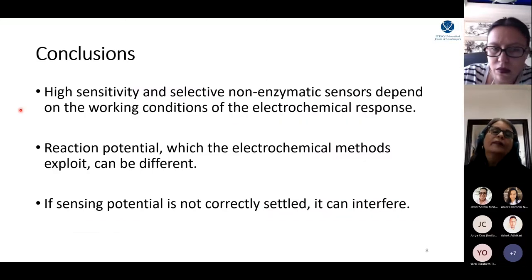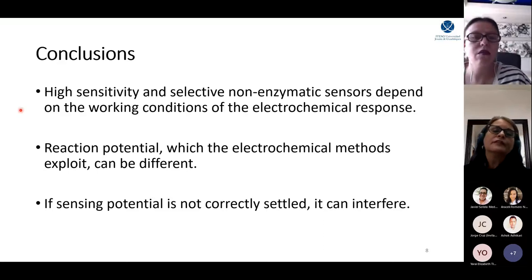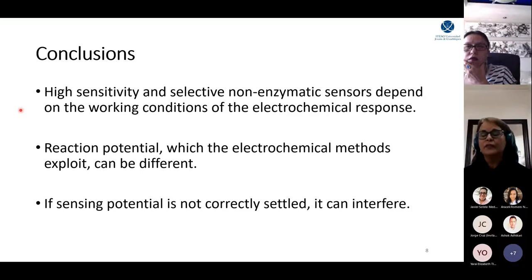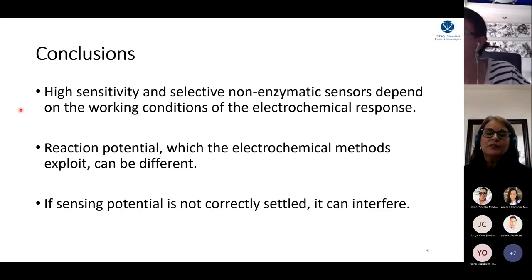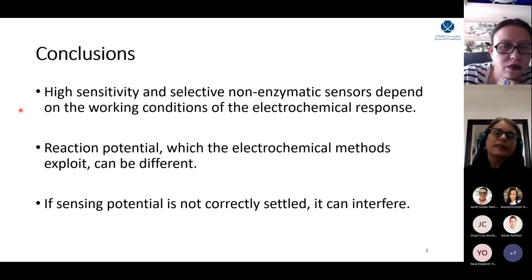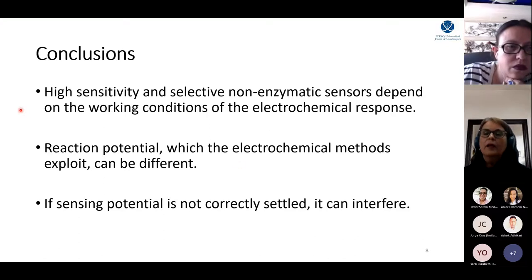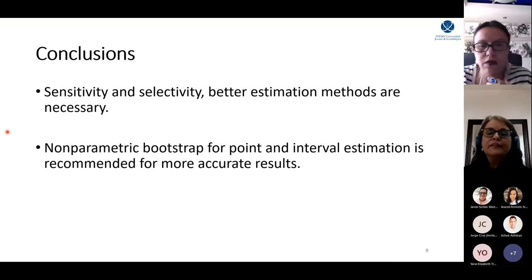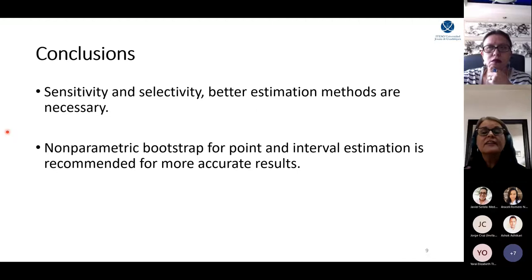Conclusion. The class of highly sensitive and selective non-enzymatic sensors treated here crucially depends on the working conditions of the electrochemical response. This is because the oxidation potential with the electrochemical methods exploited can be different for different substances. That means that if the sensing potential is not correctly settled, the simultaneous oxidation of other substances can interfere with the measurements. Therefore, for sensitivity and selectivity, various estimation methods are necessary to confidently separate the signal from the noise coming from interfering substances when the sensor is developed and calibrated whenever possible.